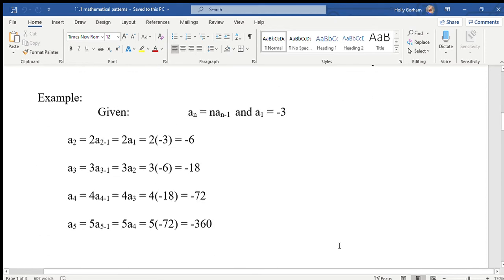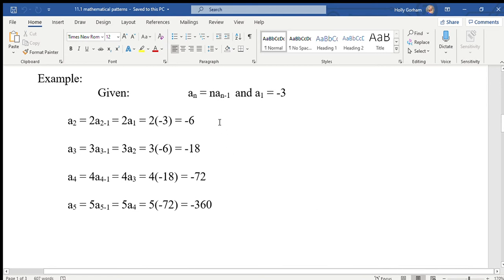Let's look at this next example here. So again, same type of setup. We have an a sub n, and notice that you are given your a sub 1. If we wanted to find the first 5 terms, we already know the first one, so now we're going to go to the second one. So wherever you see an n, you're going to substitute 2. So because the equation says n times a, we're going to do 2 times a sub 2 minus 1.